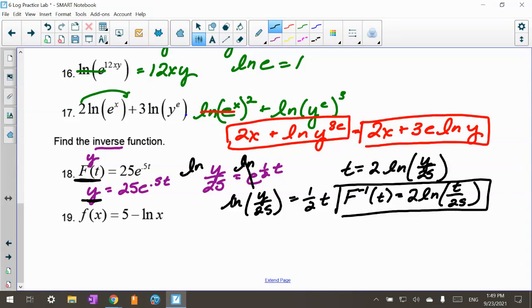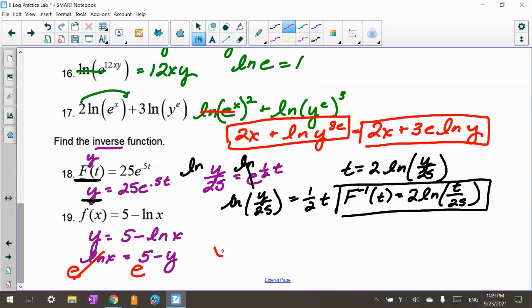I have f of x equals this, so I'm going to let you write it like this. y equals 5 minus natural log of x. And I know I'm solving for x, so I'm just going to move things around a little bit. I'm going to move this over here as the natural log of x equals 5 minus y. I just moved this over, made it positive, made this negative. And then you can't log a log, so you have to base e both sides. So now I have x equals e to the 5 minus y.